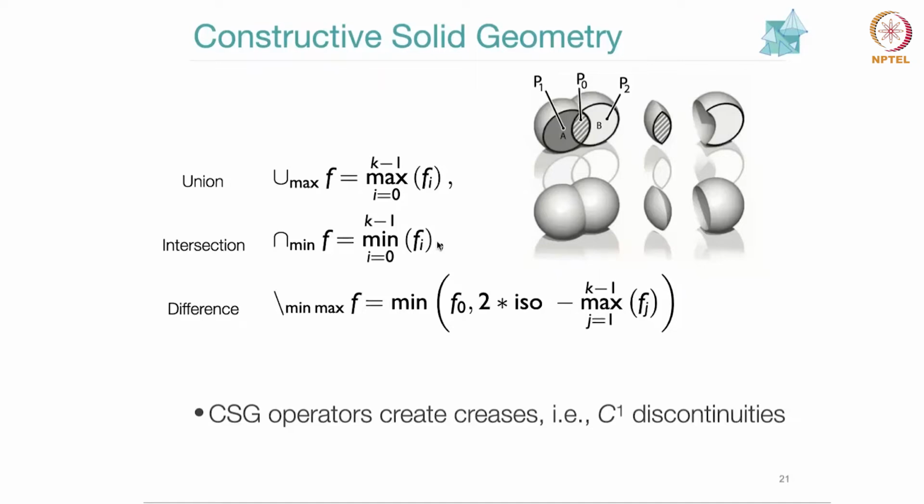Intersection, on the other hand, is the min operator. So you take a min of all the fields at the same point, and you get the intersection.